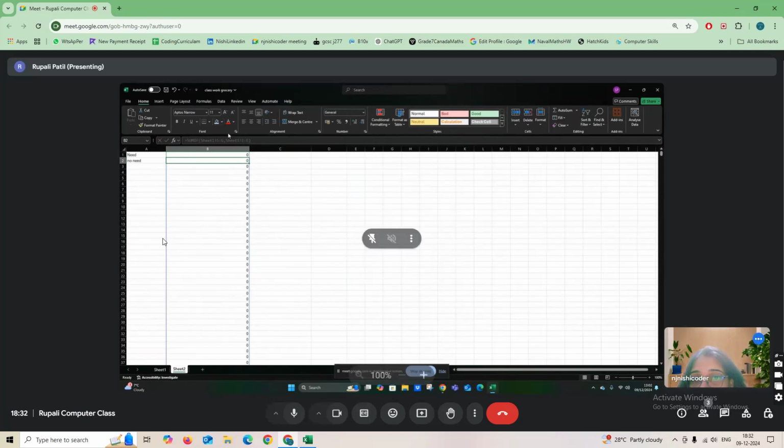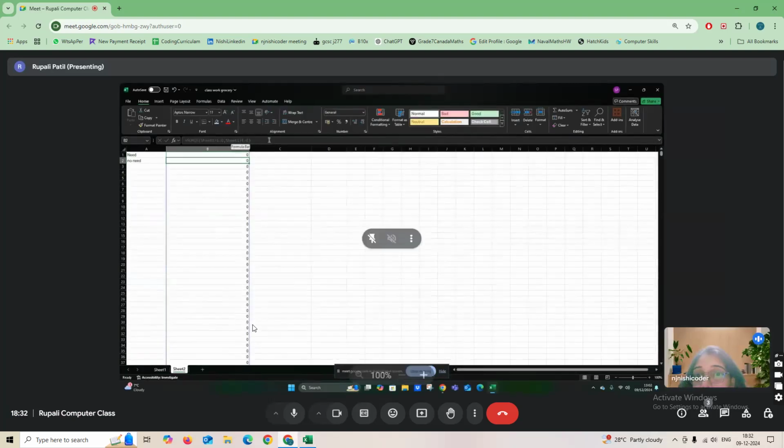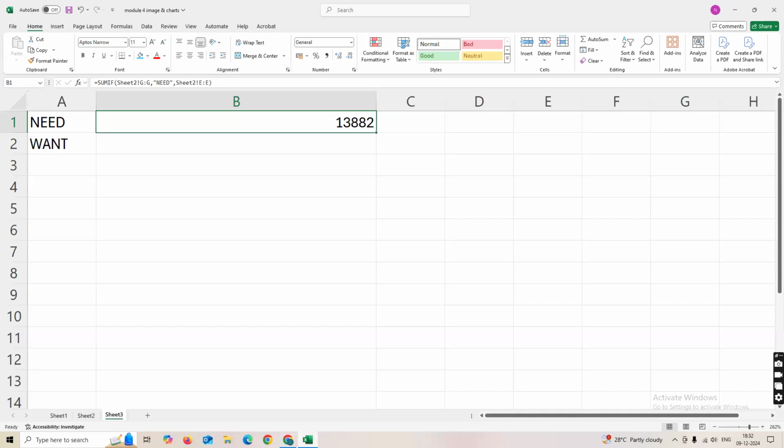My formula is correct. No, your formula itself is wrong. Is it sheet one and sheet one only? Ma'am, what are you calculating? You haven't mentioned need or between after the comma, after G of G. After the comma, in double quotation, put need.